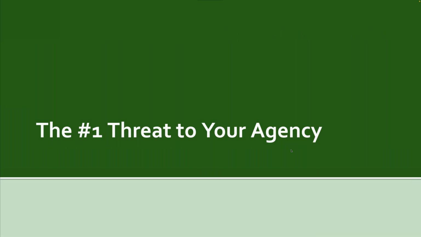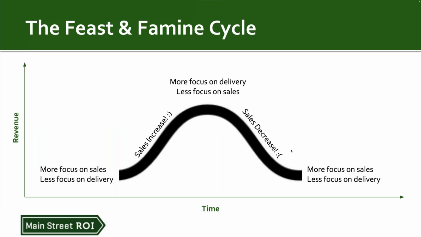Without further ado, we're going to get straight into this. And the first thing we're going to be taking a look at is the number one threat to your agency. I actually see this with a lot of agency owners and new partners when I'm speaking with them. They fall into this feast and famine cycle. If you're unfamiliar with it, the feast and famine cycle is a roller coaster like pattern that agencies fall into, where they alternate between periods of too much work, known as the feast, and not enough work, known as the famine.